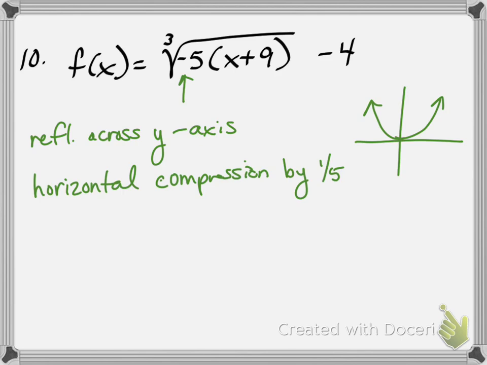So we come to the 9 next. That's in there with the x, so it's a left-right shift, and it's opposite of what it looks like. So it's left 9. And then we'd go to the 4. It's not in there with the x, it's outside, happening to the whole function, so it's just like what it looks like. It's down 4.